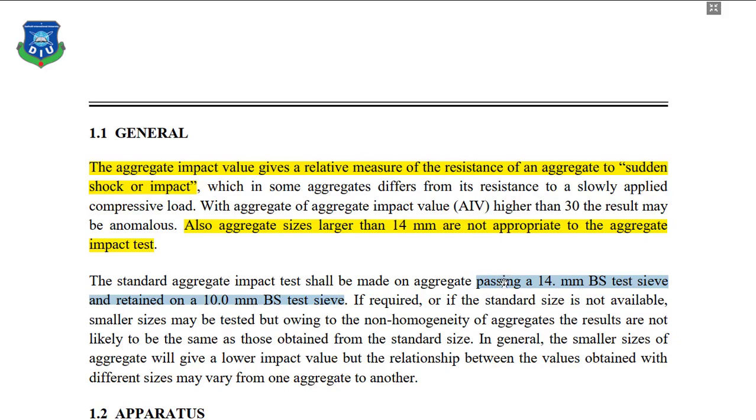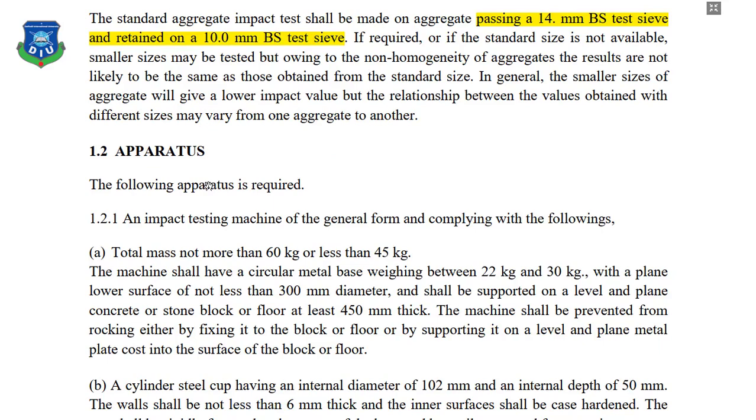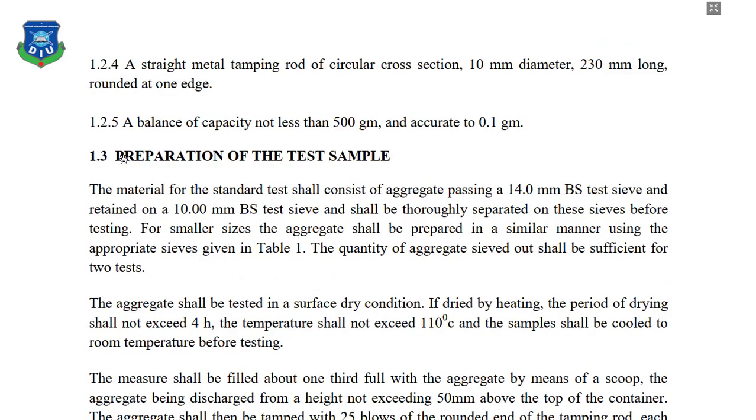So that's important. Then we will know about the apparatus. Actually I will show you a video, then I will describe the apparatus. Next point is the preparation of the test sample. First, you have to take aggregate passing through the 40 mm BS standard sieve and retained on the 10 mm BS standard sieve. Then the aggregate shall be tested in a surface dry condition. For that we need to keep the aggregate in an oven at around 110 degrees Celsius for a period of 4 hours. That's very important. Then the samples shall be cooled to room temperature before testing.